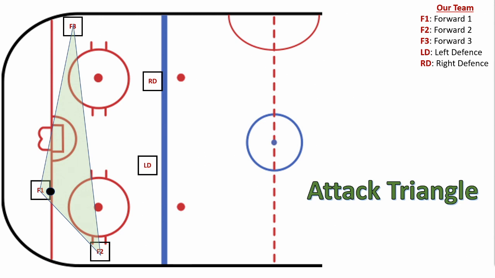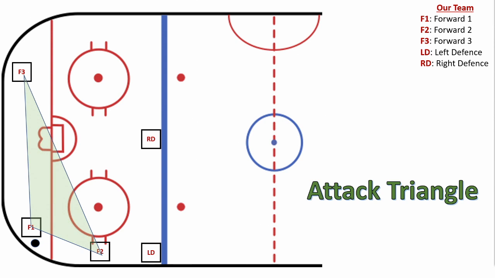In this situation, the D had passed to the forward on the goal line. The triangle here itself actually looks pretty bad, but there are still multiple lanes available. He can now pass back to the D, either the D, the forwards on the left side, or behind the net along the boards to the forward on the right side there.